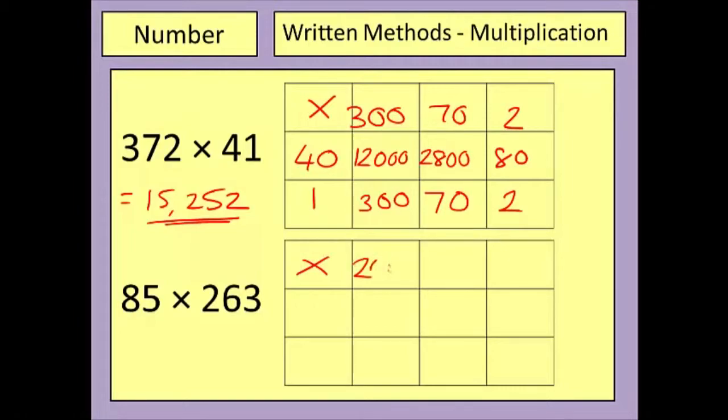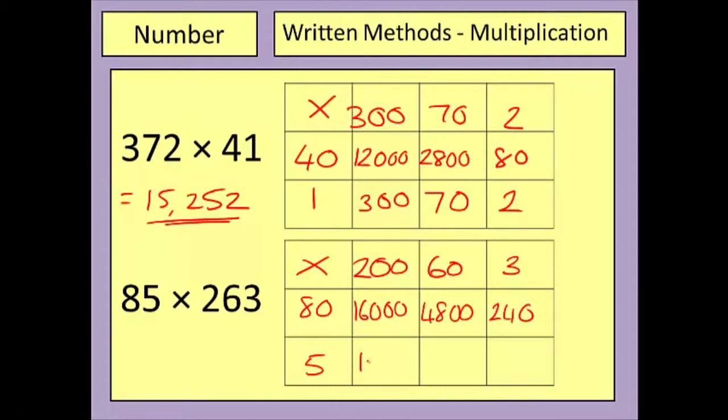In the second question, again I just drop this in to make sure I remember that it's a multiplication, and I'm going to write out 200, 60 and 3, 80 and 5. 8 times 2 is 16 with 1, 2, 3 zeros. 8 times 6 is 48 with 2 zeros. 3 times 8 is 24 with 1 zero. 5 times 2 is 10 with a couple of zeros. 6 times 5 is 30 with 1 zero to add on, and 5 times 3 is 15.